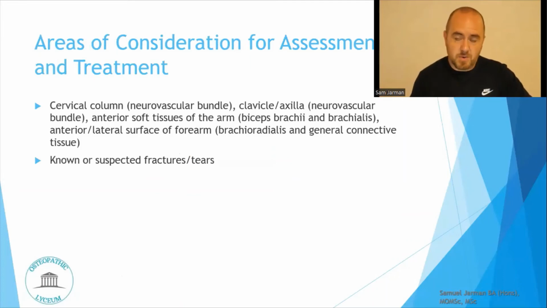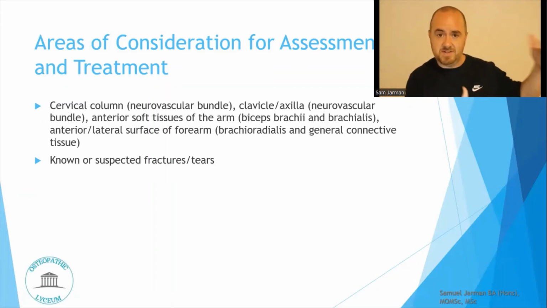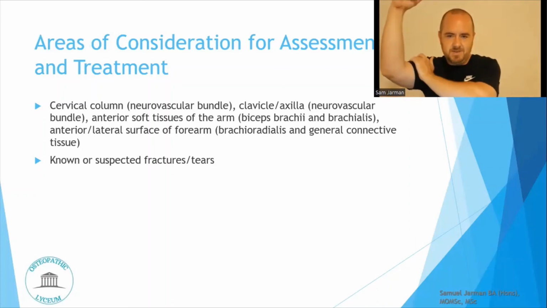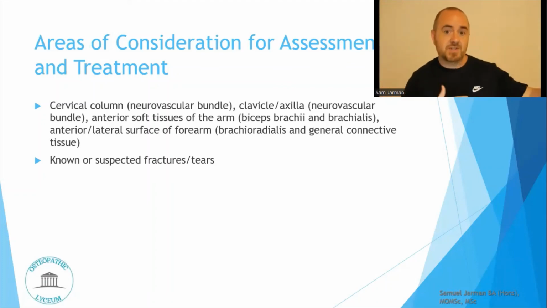So as already noted, in part, the areas of consideration for assessment and treatment, because of the neurovascular bundle, you want to consider the cervical column, you want to consider the clavicle and the axilla, again, the neurovascular bundle. So as the axillary artery turns into the brachial artery, as the branches of the brachial plexus descend in relation to the axillary artery and the brachial artery, but branching off primarily in and around the axillary artery, you're going to be able to trace the neurovascular bundle and identify any motion issues that are present in that region.